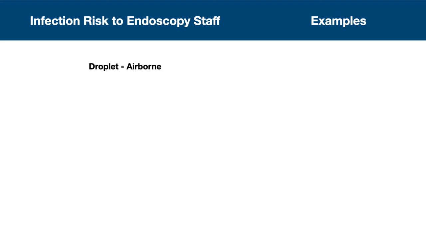Droplet/airborne infections include flu and COVID-19. So if you think you have flu or if you think you have COVID-19, the best thing you could do to prevent infection to your colleagues and to patients that you serve is to stay at home and reach out to your physician for further advice. So if you think you have flu, stay at home.